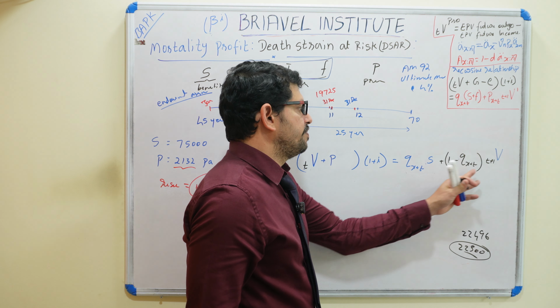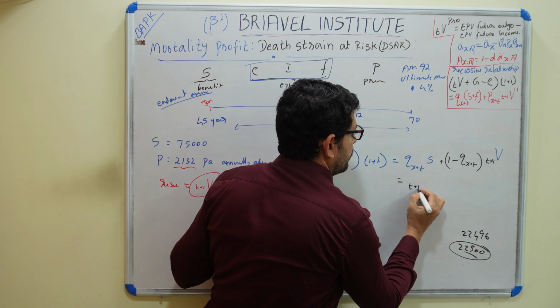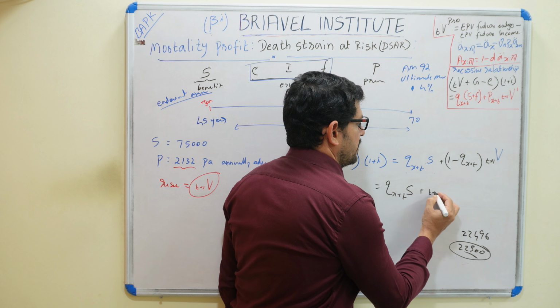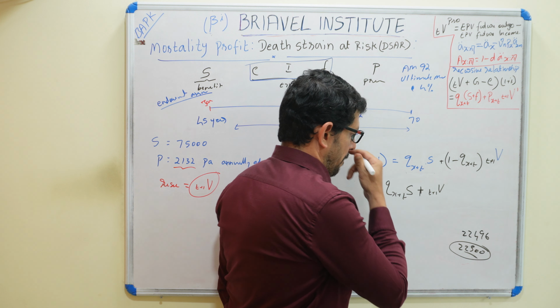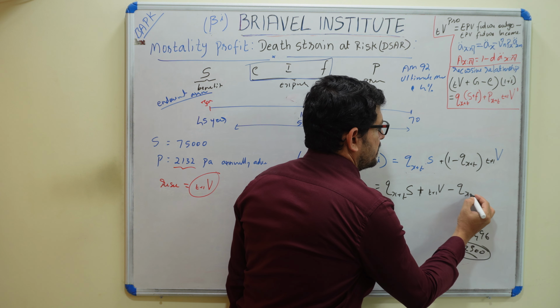So (tV + P)(1 + i) = qS + tpS... this one we can just write as (tV + P)(1 + i) = q(S) + p(t+1)V. So it is equal to qS + p·t+1V, and minus q·t+1V.